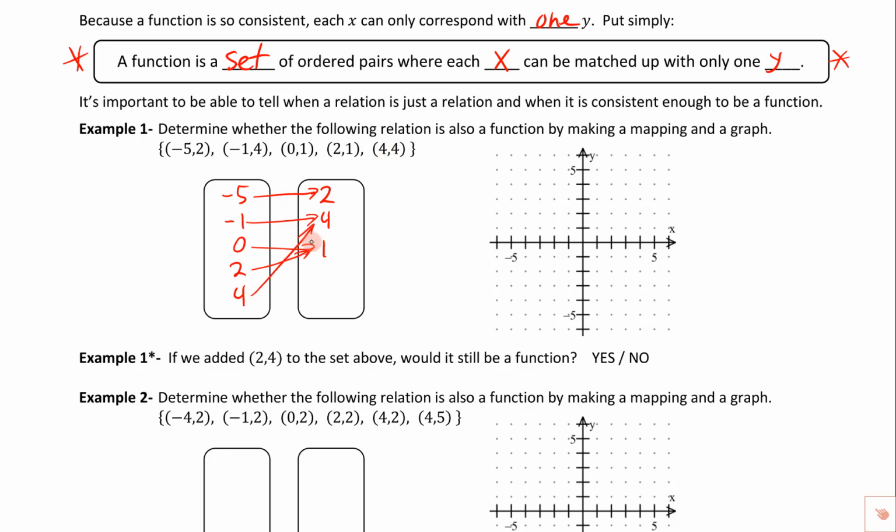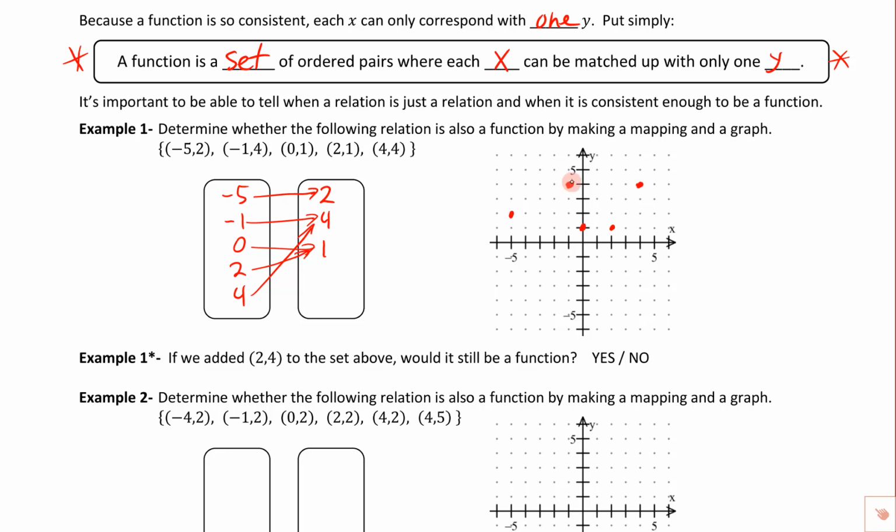Okay? So we've got this mapping done right here, and now we're going to draw the graph for this. So we're going to do -5, 2, so we're going to go back 5, and we're going to go up 2 from the origin. -1, 4, back 1 and up 4, so we'll be right there. 0, 1, remember if the x-coordinate is 0, we're right on the y-axis. 2, 1, so over 2 and up 1. And then we've got 4, 4, so we would be right there.